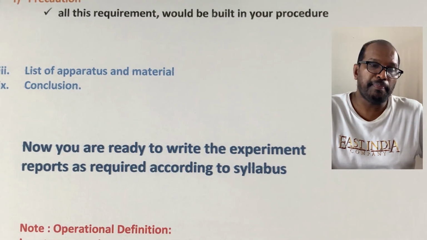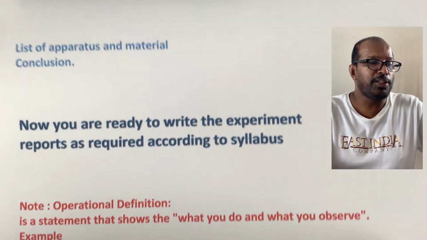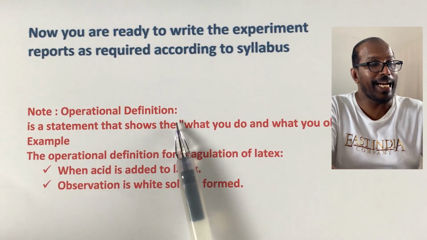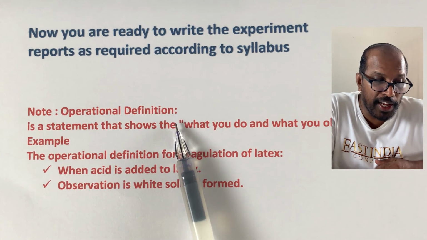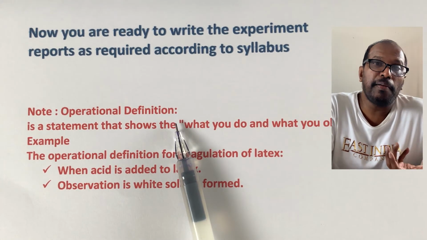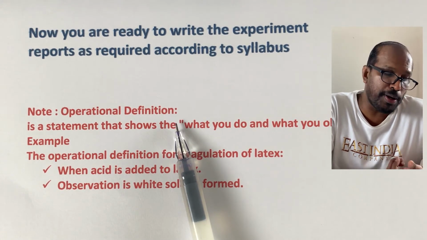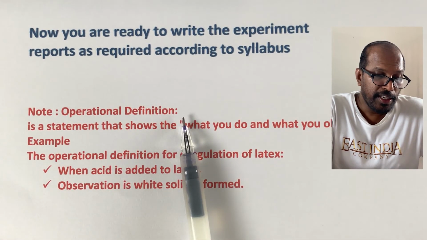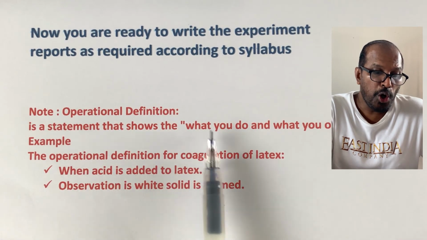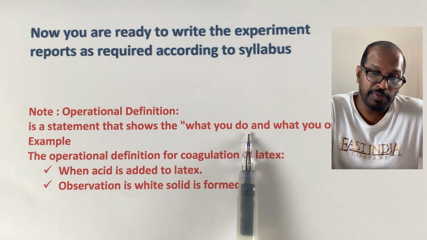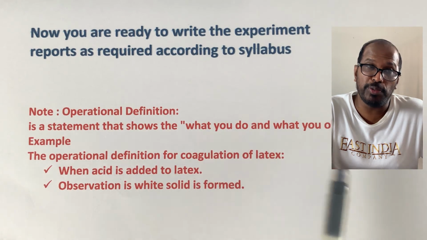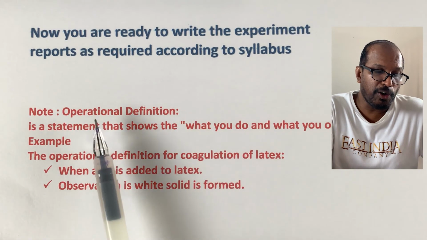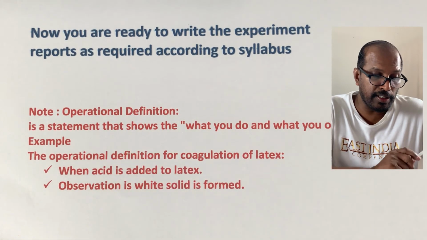And sometimes in any of the paper 3 questions, they do ask you another part, which is called an operational definition. This is not part of the experiment, but it is a part of the examination question that is normally asked. If the question asks what is meant by operational definition, it is a statement that shows what you do and what you observe. These two things must be put together to give an operational definition.